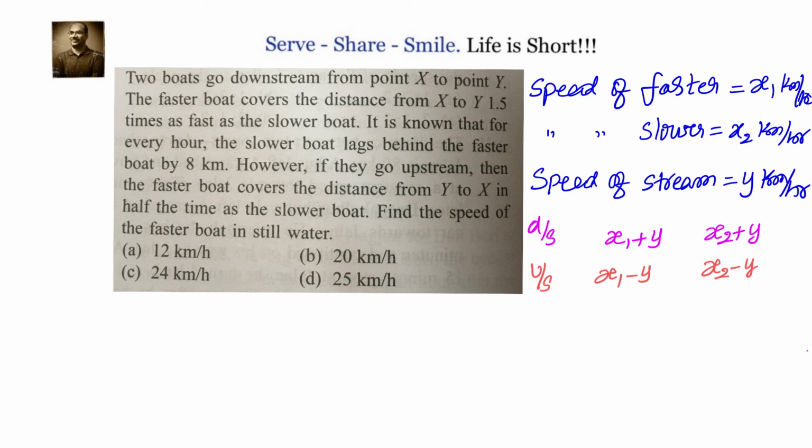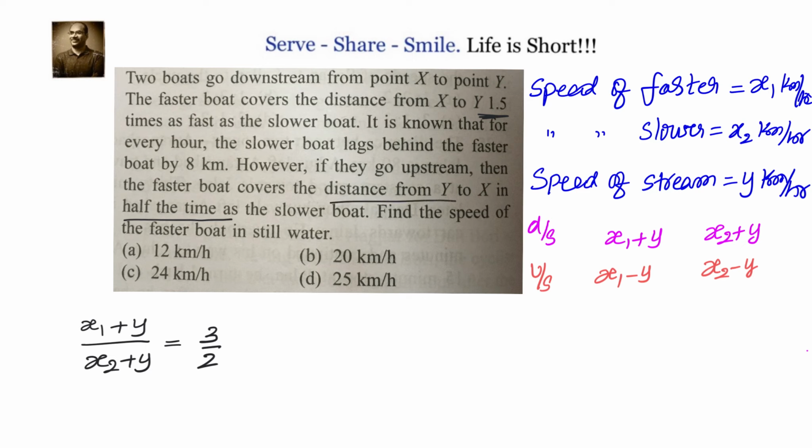Now let's look at the conditions. We have been given three conditions and we have three variables to find out. If we form the equations correctly, we should be able to solve for x1, x2 and y. The first condition says the faster boat covers the distance 1.5 times as fast as the slower boat. That means the speed ratio is 3 by 2. So x1 plus y divided by x2 plus y equals 3 by 2. That is our first equation, which has a relation between x1, x2 and y.